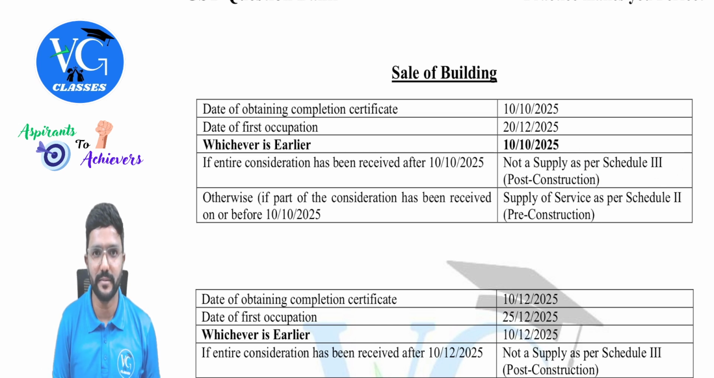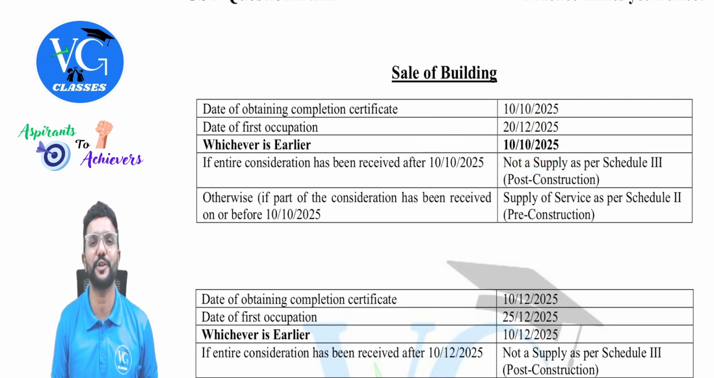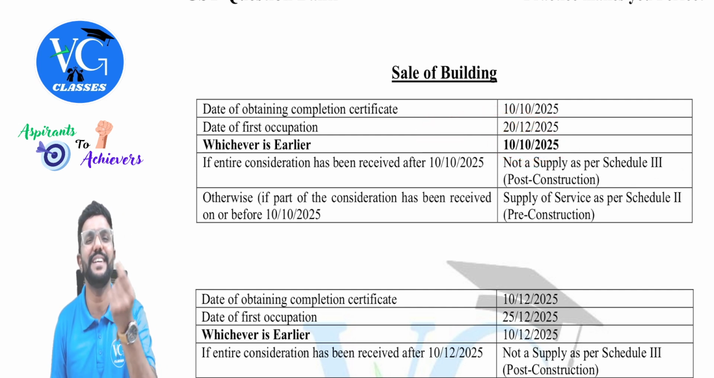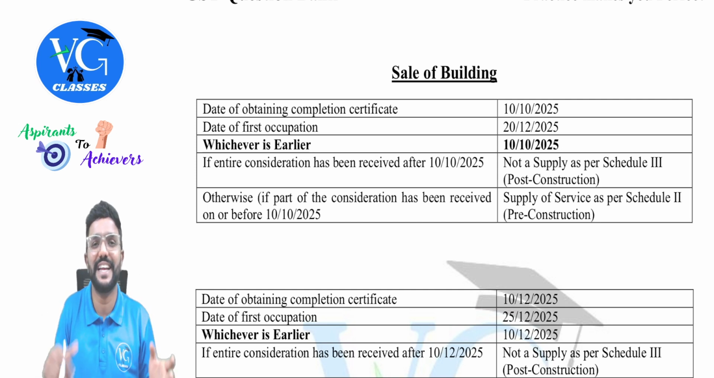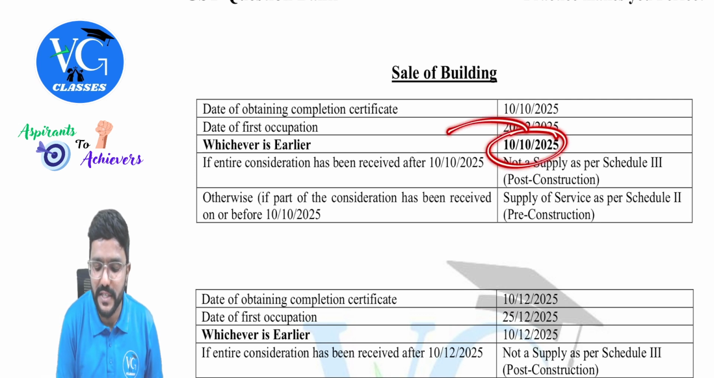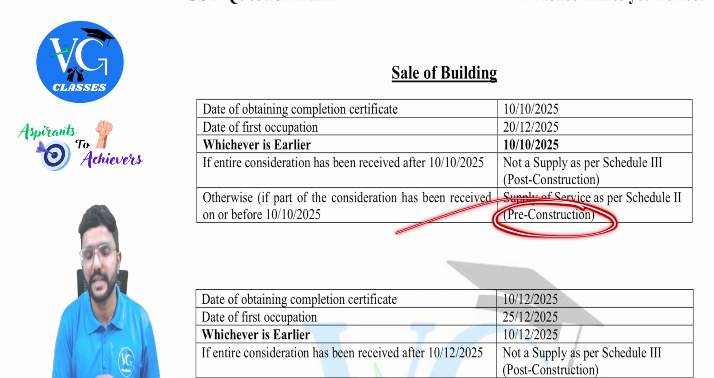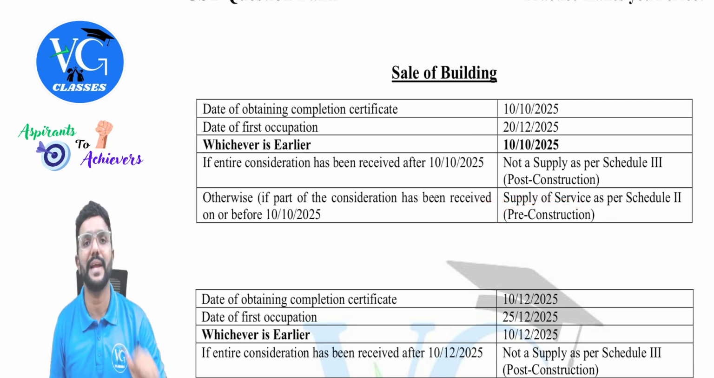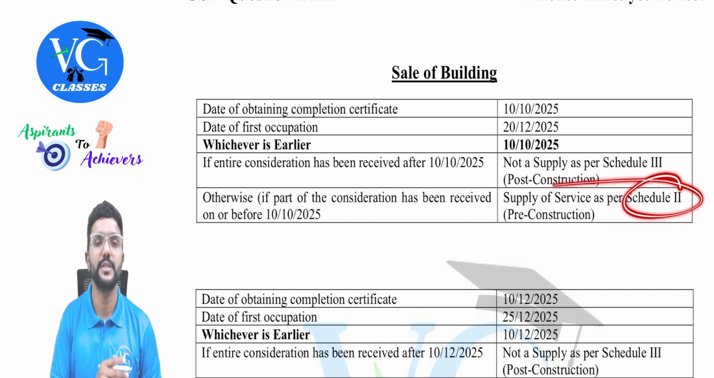What if the seller or the builder has received at least a part of the consideration on or before 10th October? Assume out of 1 crore, only 1 lakh is received as a token advance. In what mode it is received is also not important here, whether it is received in cash or other mode. If at least a part of the consideration is received on or before this date, it is treated as supply of a pre-constructed building, and it will be a supply of services as per Schedule 2.